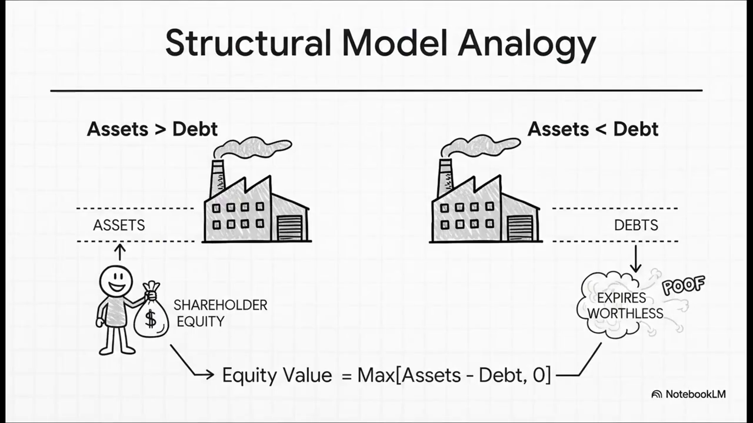Let's create a quick mental picture for these structural models. Just imagine that the shareholders own a call option on the entire company. The company's assets are the underlying, and the debt they owe is the strike price. Simple, right? So if the assets are worth more than the debt, they exercise the option. They pay off the debt and keep the difference, which is the equity. But if the assets are worth less than the debt, they just walk away. The option expires worthless. That's the elegant idea behind the famous Merton model.